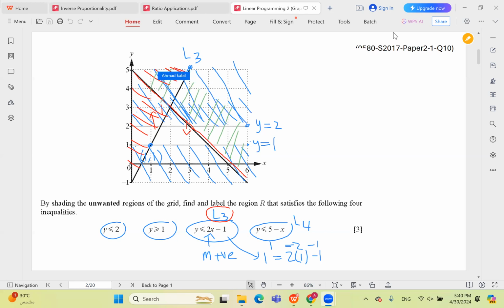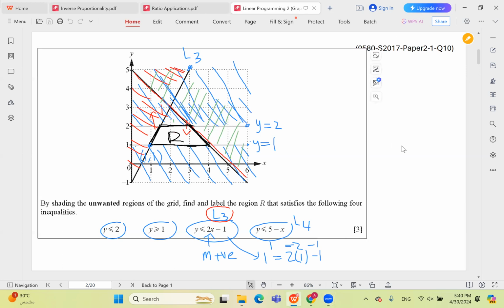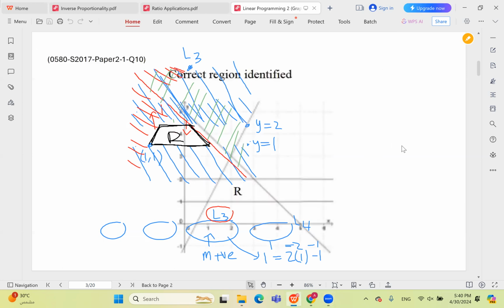So the only region that remains that has not been shaded is this region here. This is the only region that remains unshaded. You can call it R or whatever, and this will be the correct region. So it seems that our R is the same as that of the marking scheme.